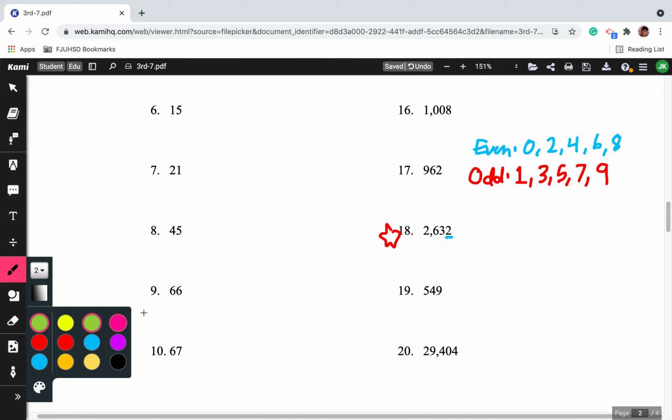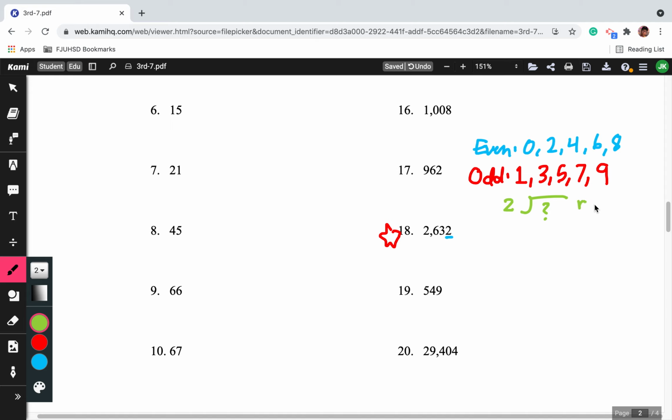Another way you could do this is that you could divide any number by 2. If the remainder is 0, then it's going to be even. If the remainder is 1, or there is a remainder, it's going to be odd. So let's try for this example. Let's try dividing it. 2,632 divided by 2.